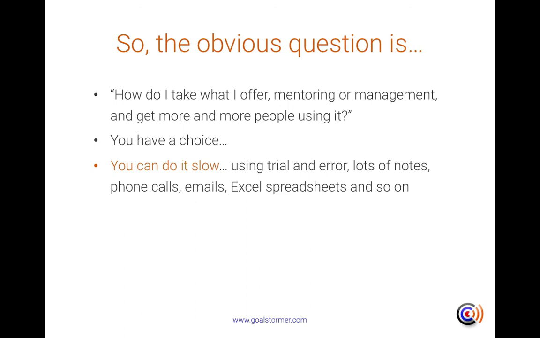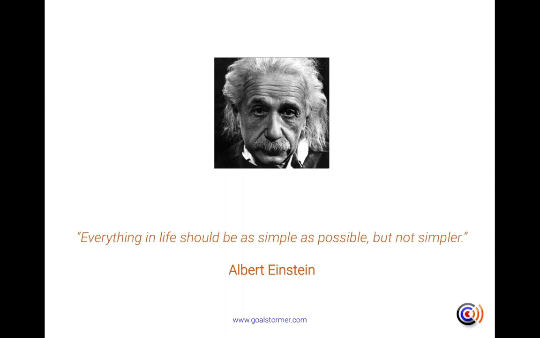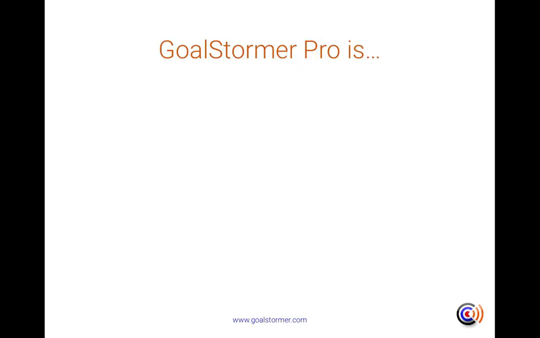You have a choice. You can do it slow. You can use trial and error like I did to start with, lots of notes, phone calls, emails, Excel spreadsheets. Or you can do it quickly using the experience that we've designed and built into GoalStormer Pro. Einstein famously said that everything in life should be as simple as possible, but not simpler. And that's what we're aiming for.